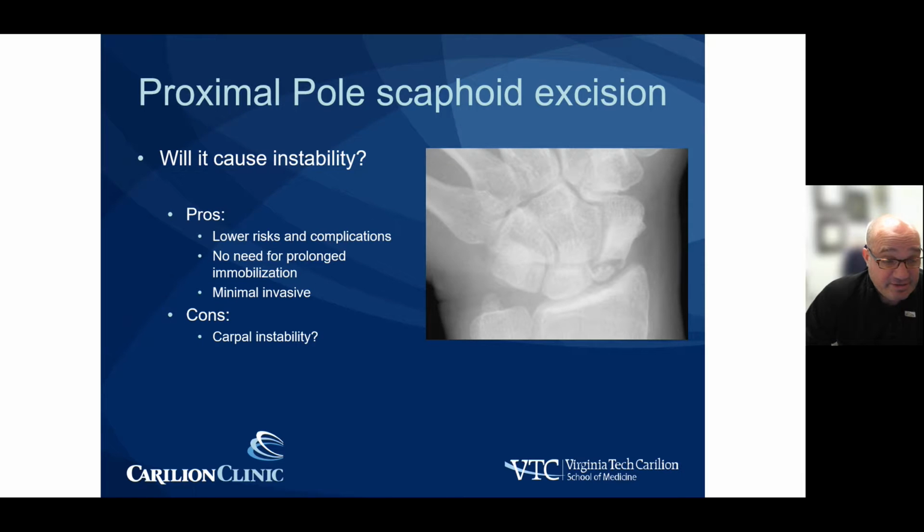Proximal pole excision, as previously stated, will it cause instability? Again, if it's a Garcia-Elias type 2, it is more likely to lead to instability. Some of the pros for type 1 excision are lower risk of complications, no prolonged immobilization, and it's minimally invasive. Again, the con is carpal instability.